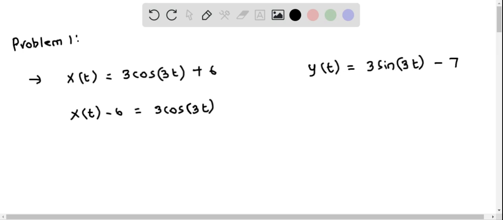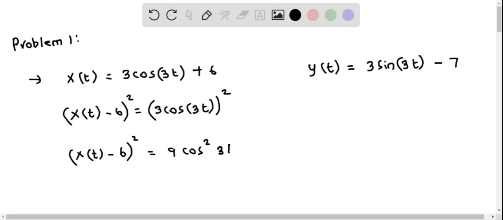Now I square both sides. So this becomes x of t minus 6 quantity squared equals 3 cosine 3t quantity squared. So I write this as x of t minus 6 quantity squared equals 3 squared, which is 9, and cosine 3t squared equals cosine squared 3t. So first let's consider this as equation 1.